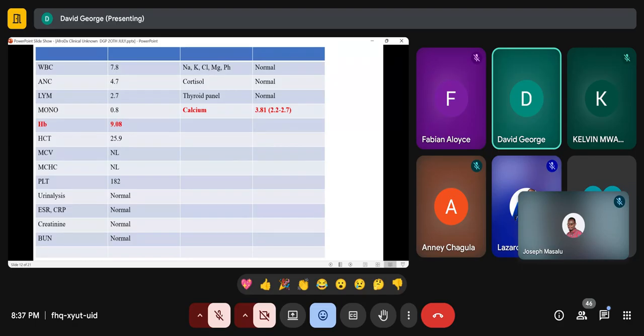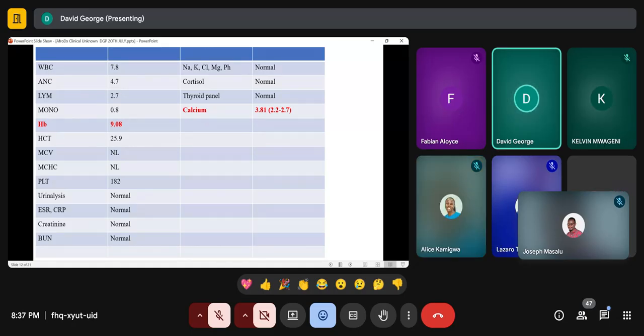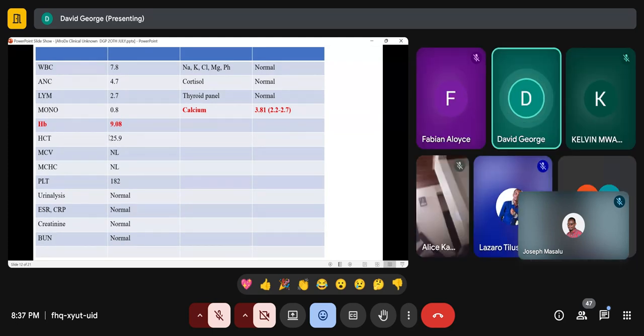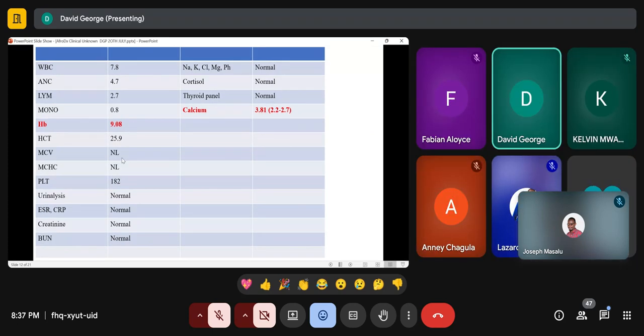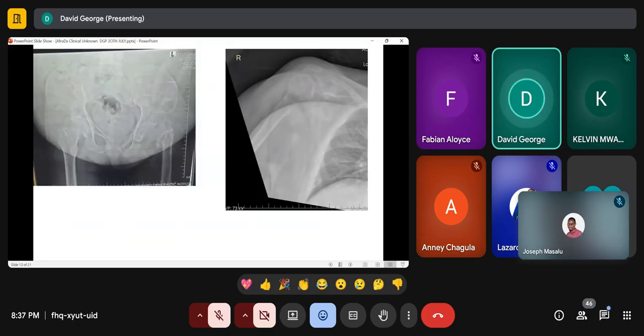So I highlighted the grossly abnormal ones for ease of picking them. We have a CBC, and what was abnormal here was the hemoglobin, which is 9.08, normocytic, normochromic. Urinalysis, ESR, CRP, creatinine, BUN were normal, other electrolytes normal, cortisol, which you are thinking of, was normal, a thyroid panel was normal, and then we also have an elevated calcium level.